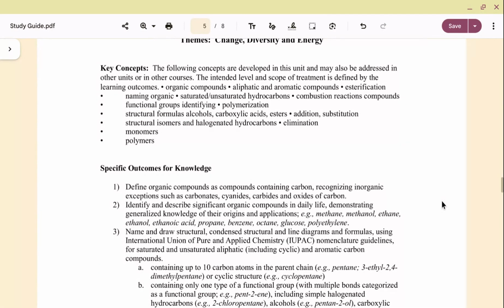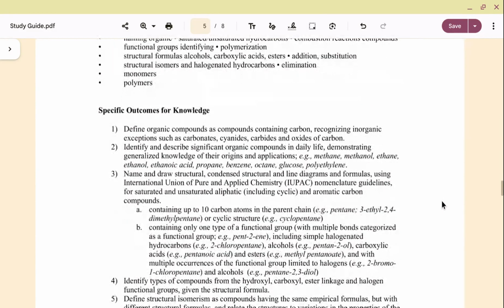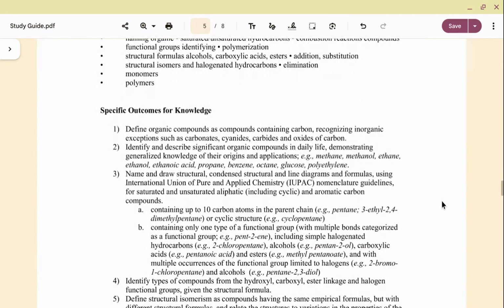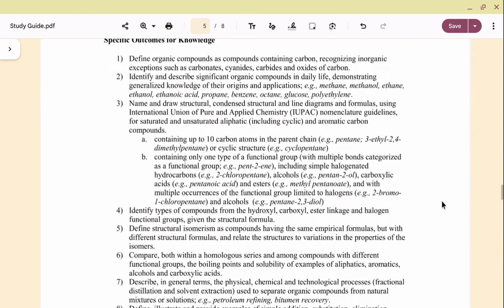So with organic, it's really mainly those names. You want to be able to name all of the different types of compounds that we have learned. And then it moves on to the chemical reactions that we would get from organic reactions. And then lastly, knowing the difference between monomers and polymers and the theory behind those. So let's start to go over this.